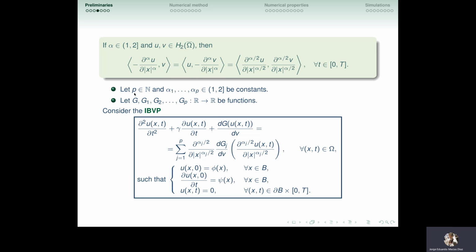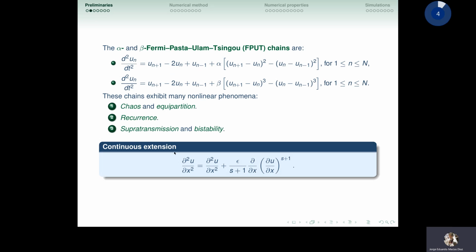For the remainder of this work, we are going to let p be a natural number, alpha_1 up to alpha_p are going to be constants between 1 and 2, and the functions g are going to be all of them real functions. Our generalization of the classical Fermi-Pasta-Ulam-Tsingou continuous system is given by this single hyperbolic partial differential equation. Notice that when gamma is equal to 0, p is equal to 1 and alpha_1 is equal to 2, then we retrieve the partial differential equation that we had on the previous page.